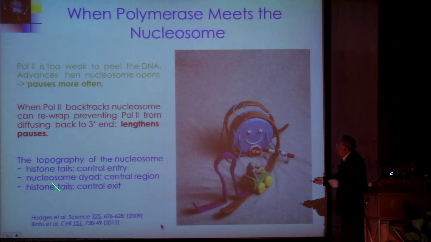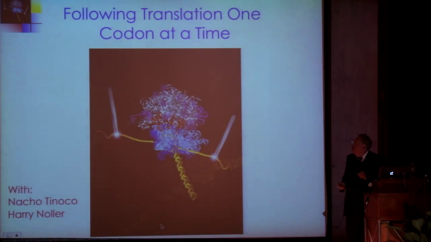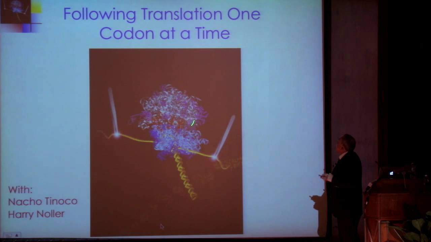And then we show that there is a number of elements, these tails and other things, that actually control the magnitude of this barrier that the nucleosome imposes on the polymerase. Okay, so let me show you one more example.